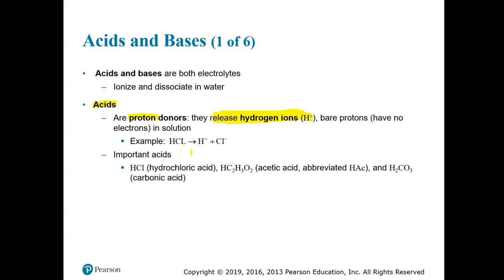So an acid is any compound that when it dissolves in water, it donates hydrogen ions or protons to the solution. So important acids are hydrochloric acid. Notice all of these acids have a hydrogen at the beginning of the chemical formula. Acetic acid or vinegar, carbonic acid. These last two, acetic acid and carbonic acid, are organic. Do you see why? Both of them contain carbon and hydrogen. When you have carbon and hydrogen together, that's organic.